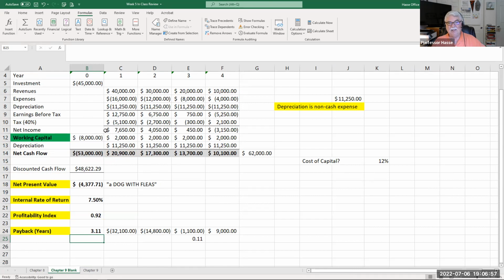Now it looks like we really know what we're doing. And we've determined our net incomes. We've determined other cash flow items. We've determined our net cash flows, and we've done the analysis that in this case, this project is a dog with fleas. Back to the drawing board for this company.